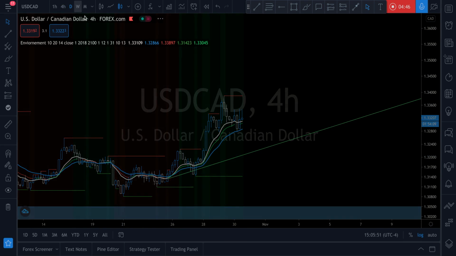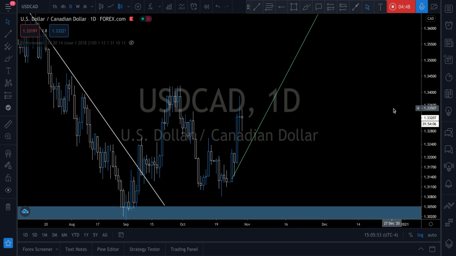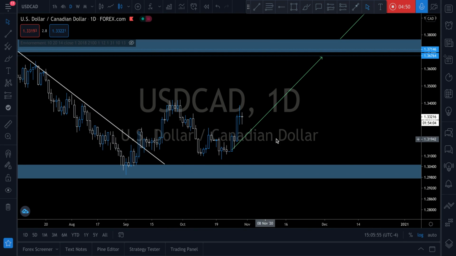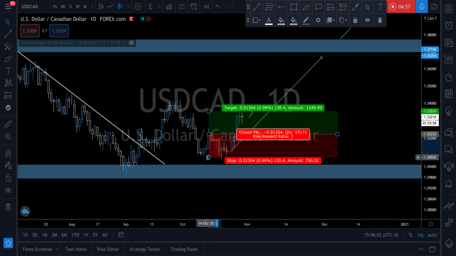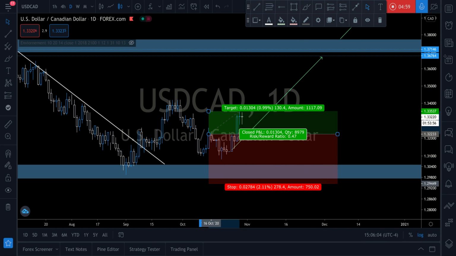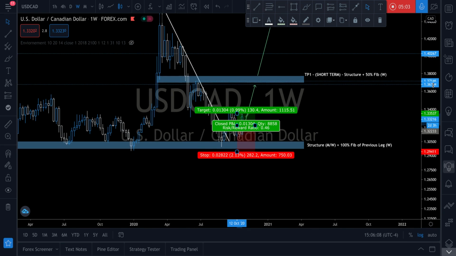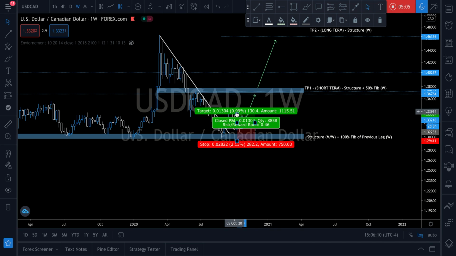We're waiting for a healthy retracement on the lower time frames, so the daily time frame right now, just as an entry point for us. So what we'll do is we'll mark this up real quick. Hopefully it's as simple as this. And then let's go back to the weekly and mark it up real quick.